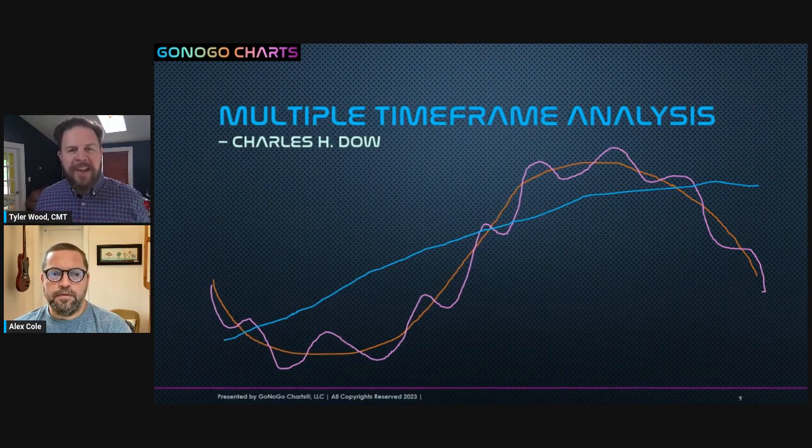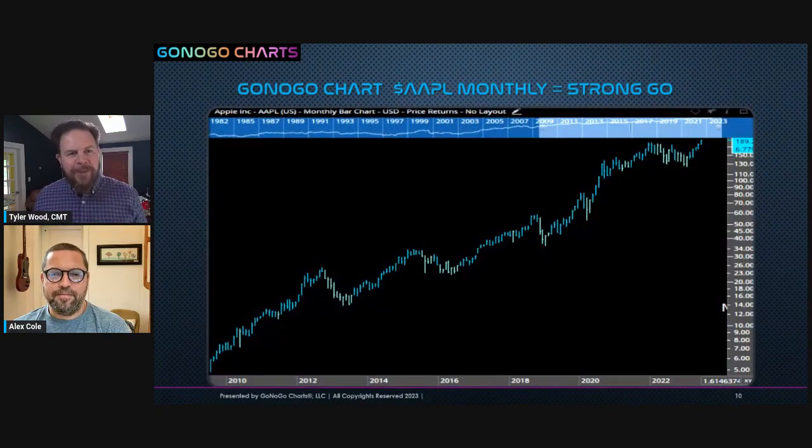Let's pick on the mega cap name of our day, Apple Incorporated. Alex, talk to us about this monthly chart of Apple. Yeah, I mean, what a trend. If you'd have been involved in Apple stock selection decades ago when the iPod came out and revolutionized how we listen to music, you'd have seen some serious returns. But what's interesting here is that the blend of indicators in the GoNoGo trend were able to continue to paint go bars the entire time.